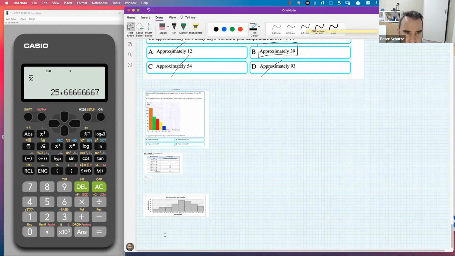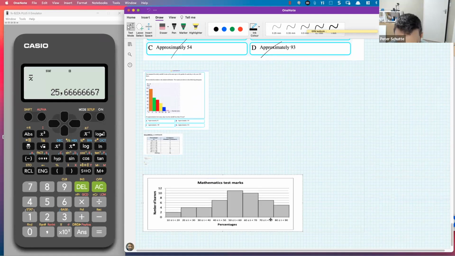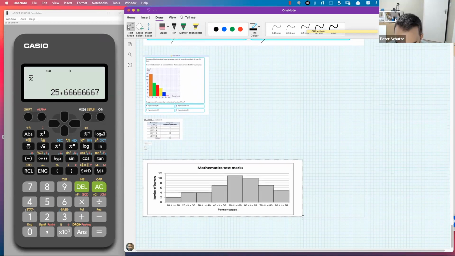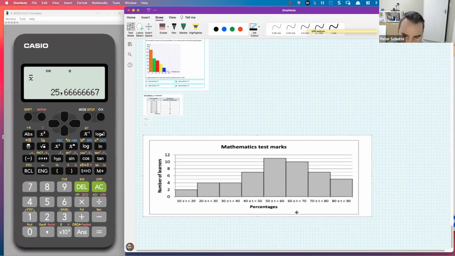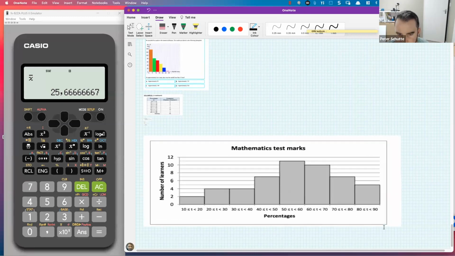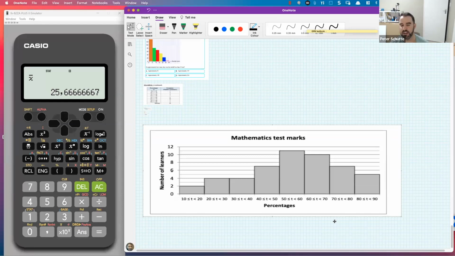Let me do one more question about histograms. Here's another histogram. I'm going to ask you an interesting question. Is this data skewed to the left or skewed to the right? What do you guys think? This is a histogram of marks, and the number of learners is on the left.